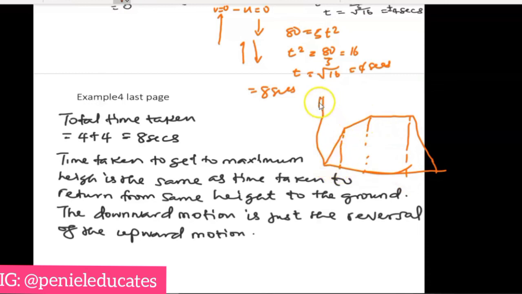Just as a form of recap, we can find the area of all these shapes. This is a trapezium, this is a triangle, this is a trapezium, this is a rectangle, and this is a triangle. So we can calculate all these areas one by one.